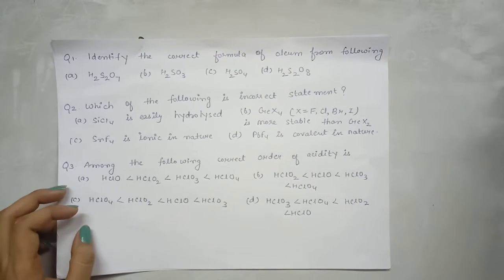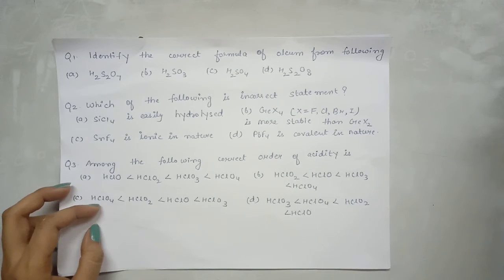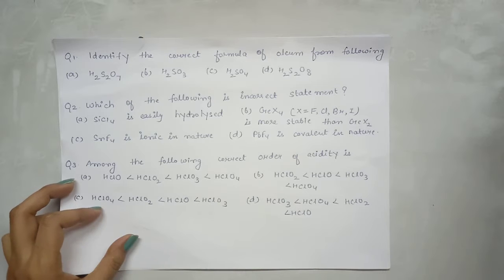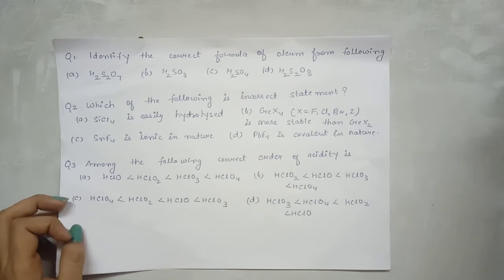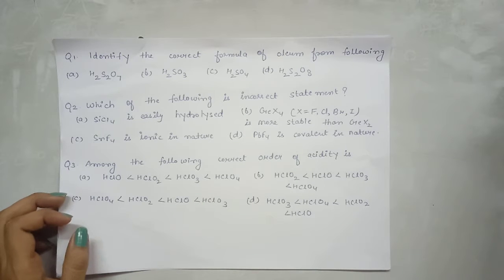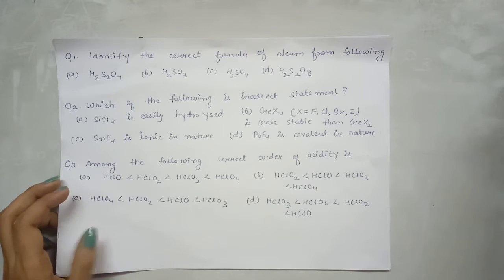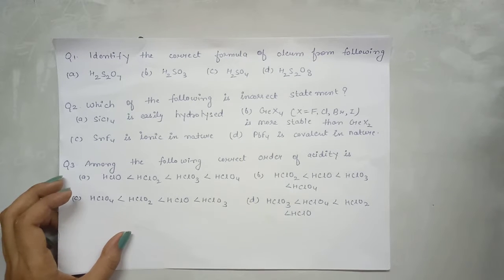Question number 2. Which of the following is incorrect statement? Option A, SiCl4 is easily hydrolyzed. This is correct. Option B, GeX4, where X can be fluorine, chlorine, bromine or iodine, is more stable than GeX2. Option C, SnF4 is ionic in nature. Option D, PbF4 is covalent in nature.